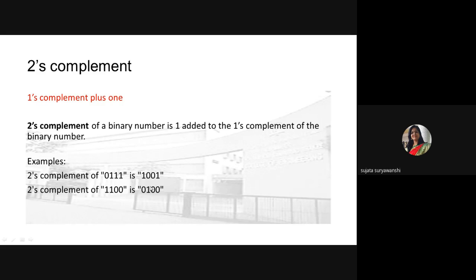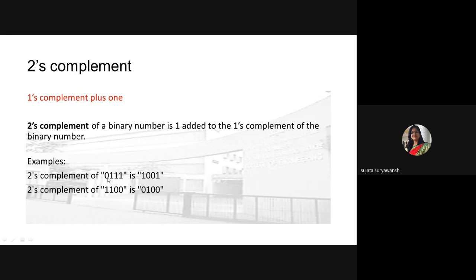But one shortcut method is there. Shortcut method to find 2's complement. Can anyone tell me? If you don't know, I will tell you. Do you know how to convert any binary number into 2's complement? Don't know? Okay. So here, look at the PPT.